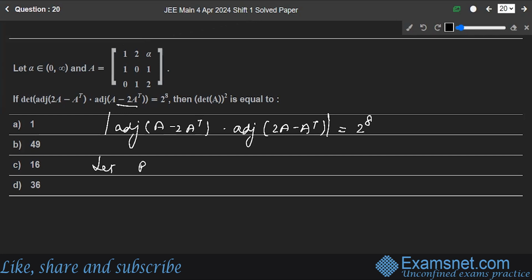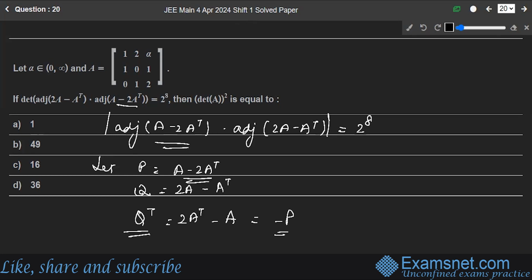Let's say this is P, right? And this is Q, 2A minus A transpose. So what will it give you? Let's say the Q transpose, it will give you 2A transpose minus this is A, right? So this is nothing but minus of P. Look over here. This is minus of P. So that means Q transpose is equal to minus of P. Hope you are clear with this. So let's pick up this from 1 now.